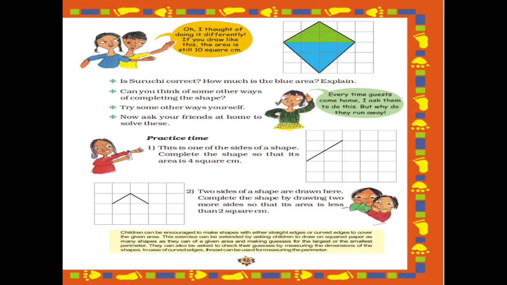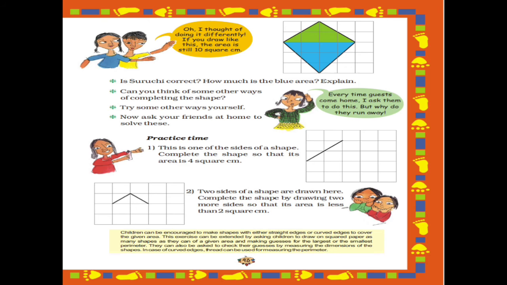Oh, I thought of doing it differently. If you draw like this, the area is still 10 square centimeter. Now Suruchi is saying that she had thought in a different way. She is thinking of drawing the shape in this way, and the area will still be 10 square centimeter. Now let's read the question. Is Suruchi correct? How much is the blue area? Explain. Now we have to find whether Suruchi is correct or not, and we have to find the area of blue.